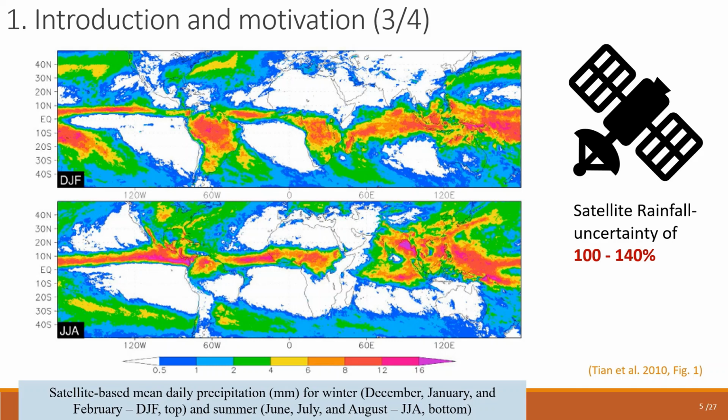Satellite data can provide broad coverage of the precipitation on the world's oceans. However, there can be an uncertainty in the satellite data of 100 to 140% and large uncertainties in the coastal regions.